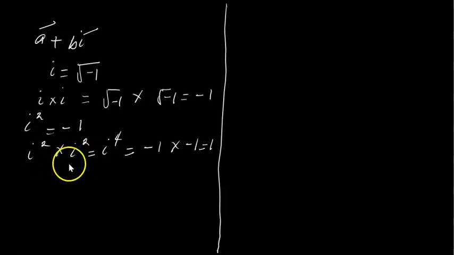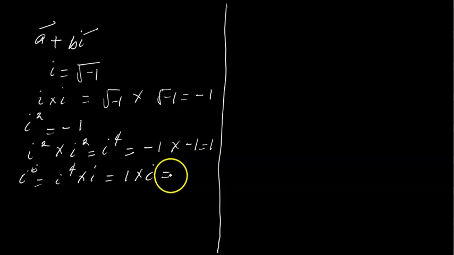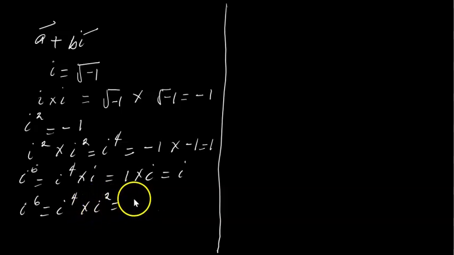So if I ask you to give me the expression for i to the power 5, i to the power 5 will be the same thing as i to the power 4 times i, which is 1 times i. So i to the power 5 is i. For i to the power 6, this is i to the power 4 times i to the power 2, which is 1 times minus 1, which equals minus 1.